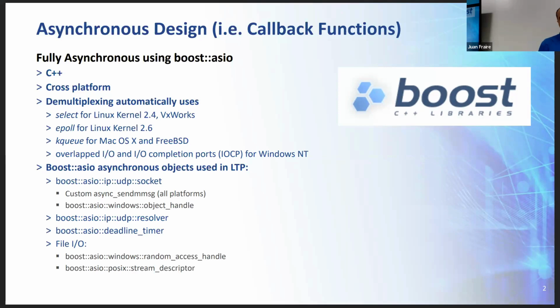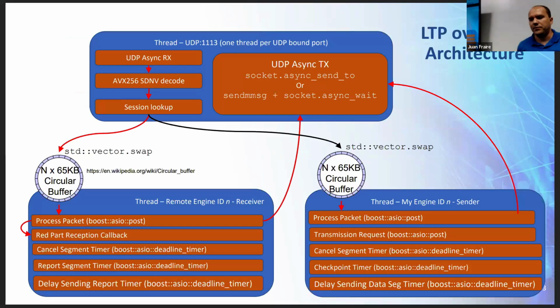When you write it in Boost, the operating system functions that do asynchronous I/O are going to be called automatically, whether it's using epoll on Linux, kqueue on BSD, or overlapped IO on Windows. And so we used a lot of the Boost ASIO objects, everything from sockets to timers to resolvers to object handles to stream descriptors, etc. We use a lot of the functionality there.